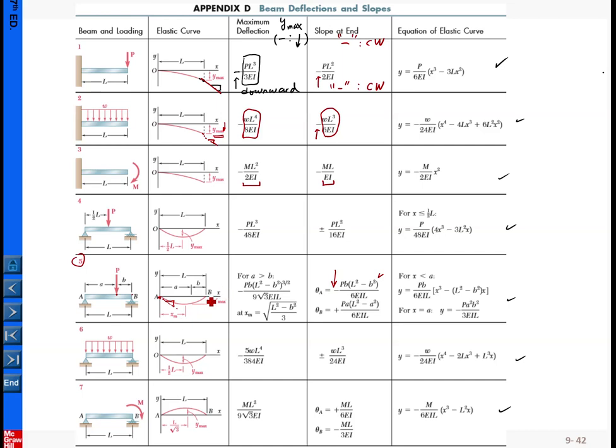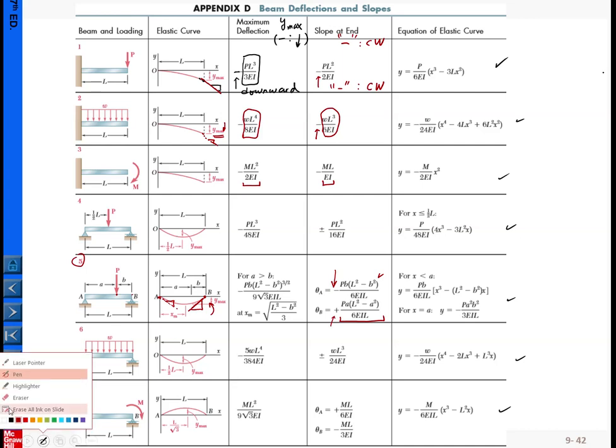Theta B is here. You draw a tangent, so this is a slope, with the magnitude equal to this. And the positive sign means the inclination of the slope is rotated counterclockwise. So hopefully you know the whole situation.